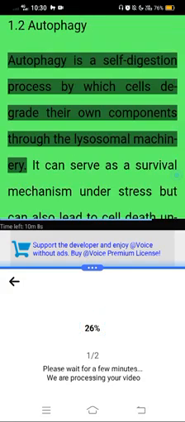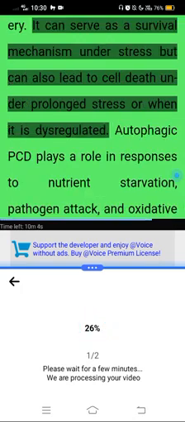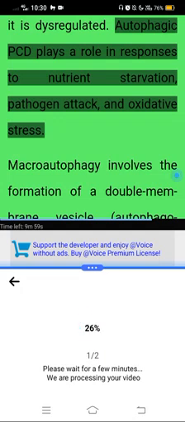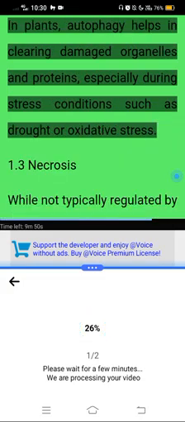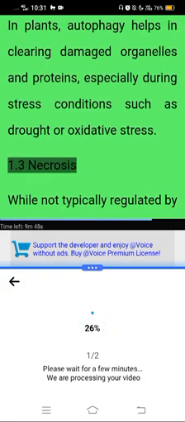1.2 Autophagy. Autophagy is a self-digestion process by which cells degrade their own components through the lysosomal machinery. It can serve as a survival mechanism under stress but can also lead to cell death under prolonged stress or when it is dysregulated. Autophagic PCD plays a role in responses to nutrient starvation, pathogen attack, and oxidative stress. Macroautophagy involves the formation of a double-membrane vesicle, the autophagosome, that engulfs cellular components, which then fuses with a lysosome for degradation. In plants, autophagy helps in clearing damaged organelles and proteins, especially during stress conditions such as drought or oxidative stress.